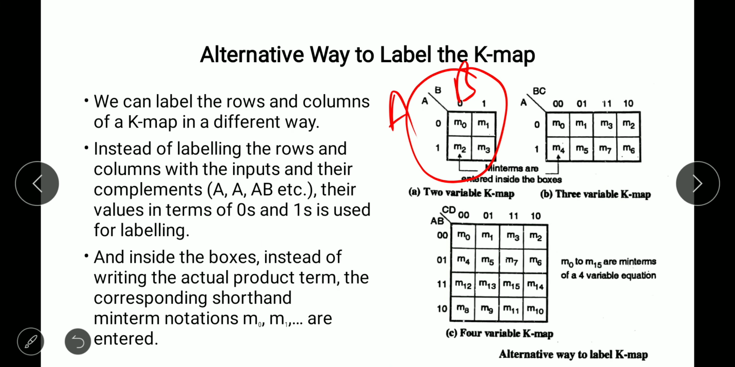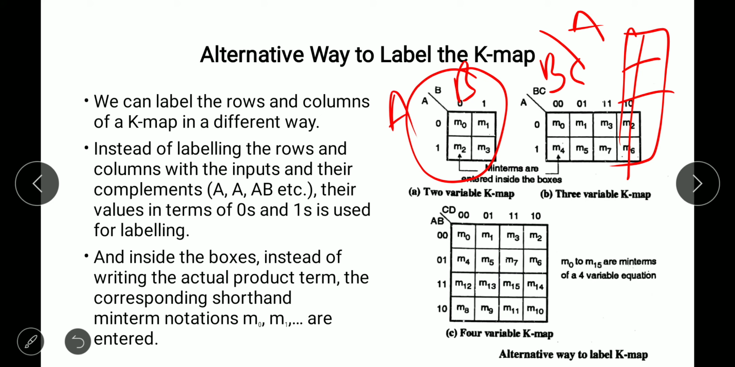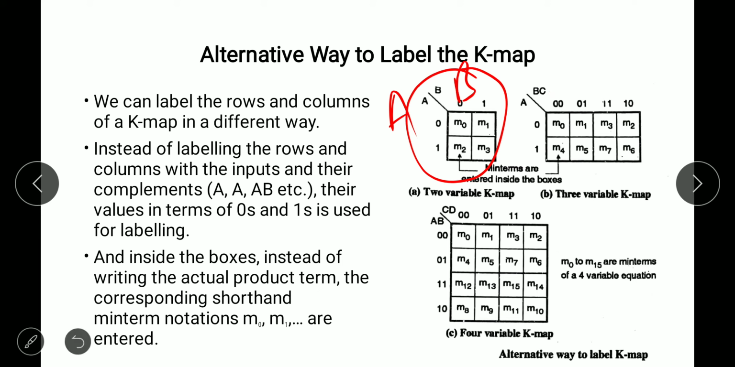Okay, so here a b and this 0 1 0 1, then a b c. You can write this as a and b c, with the columns like that. That is 4 rows and 2 columns. So a is 0 1 and b c is 0 0, 0 1, 1 1 and 1 0. This is another representation of 3 variables. Then for 4 variables you can interchange the a b and c d. You can write a b here also, and you can write a b here also. This is the alternative way to label the K map.